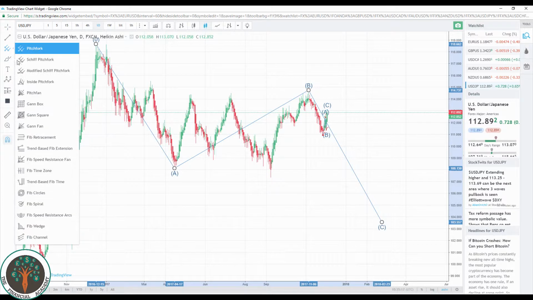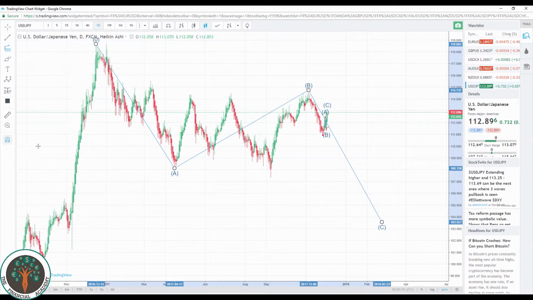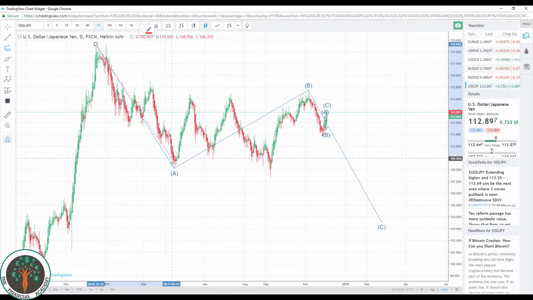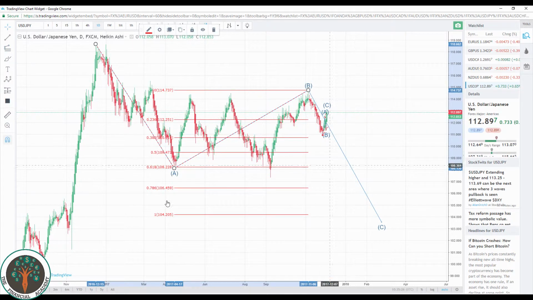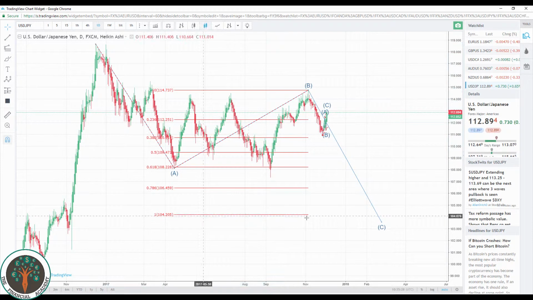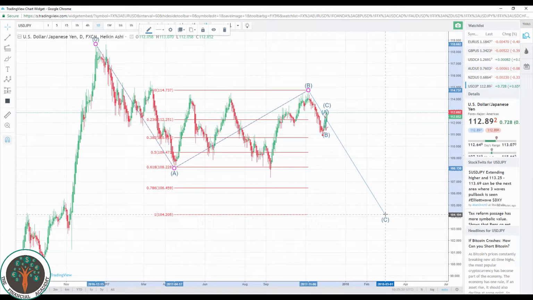So in terms of potential, we know that our assessment is that the A wave equals the C wave in terms of length. So we're looking for the 100 level that we've got over here, meaning that our assessment is to see the market dropping down toward the 104 level on the dollar versus Japanese yen, meaning long-term investment. I'm talking about several months of trade potential.